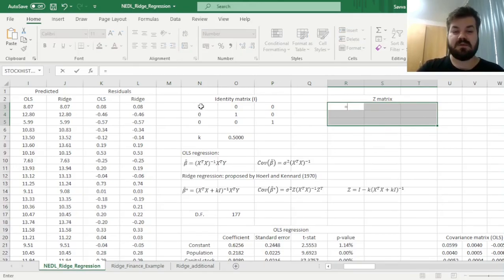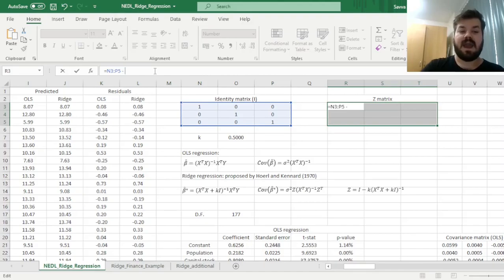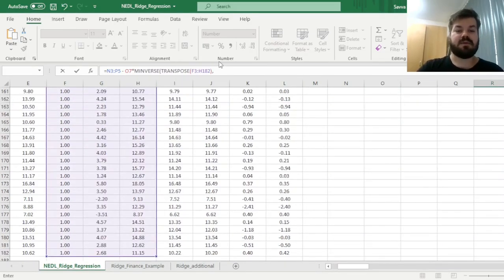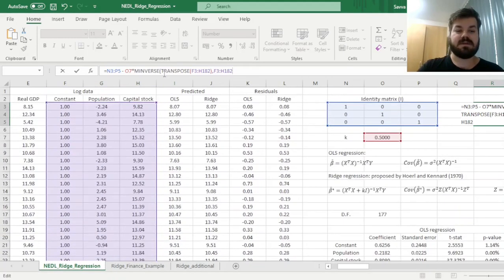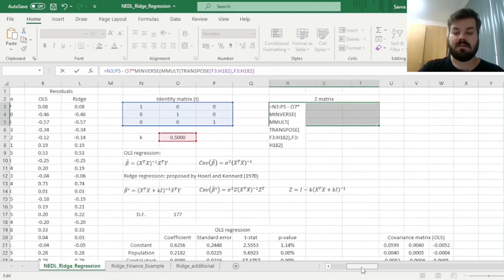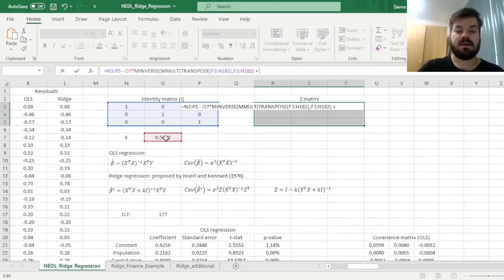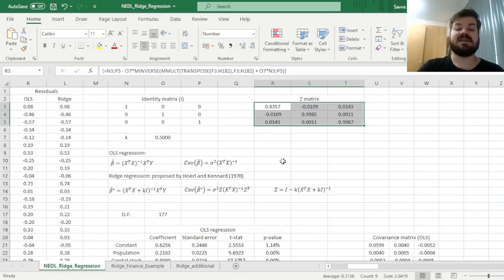So first, we need to input the identity matrix, and we've got it handily over here, and subtract k times the inverse matrix, so M inverse, of this particular input, which goes straight from the estimation of our coefficients. So again, we input the transposed X, input the non-transposed X to the right, and multiply the two together. And then, as per the formula, add k times the orthogonal identity matrix. And that, if we use Shift-Ctrl-Enter here, would give us the Z matrix.